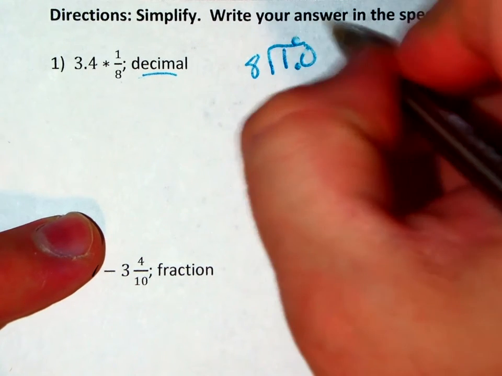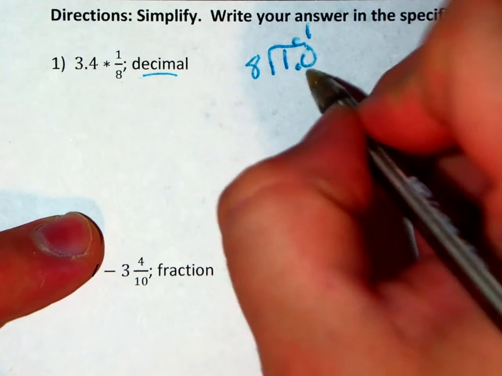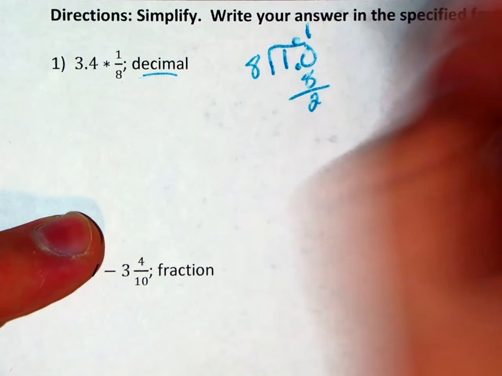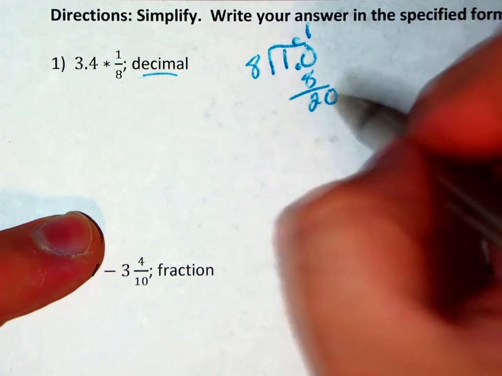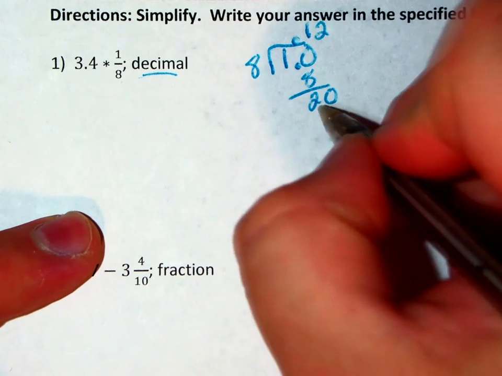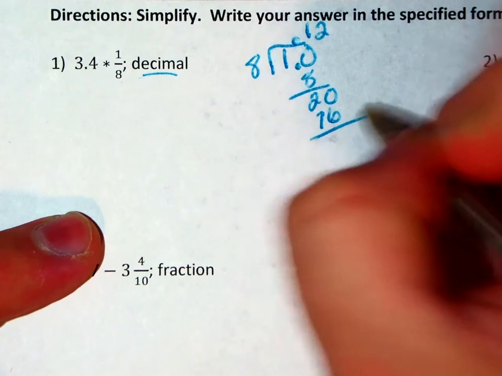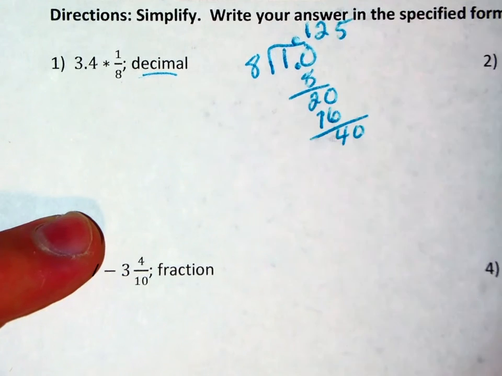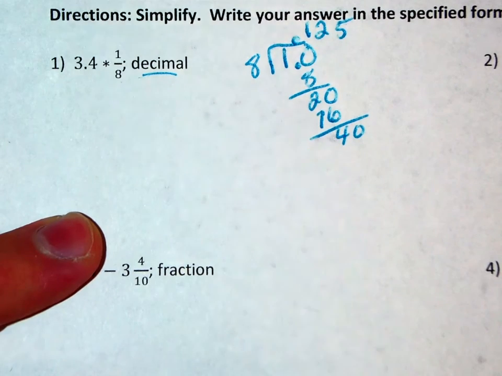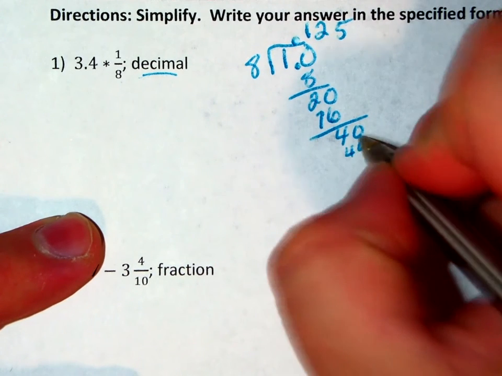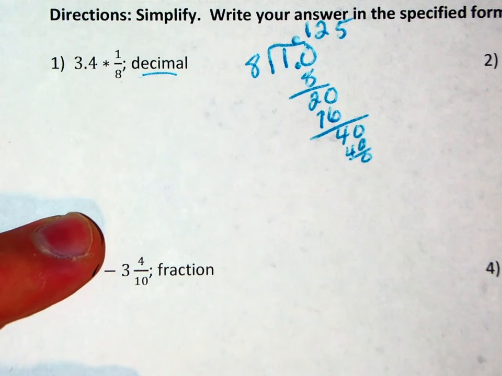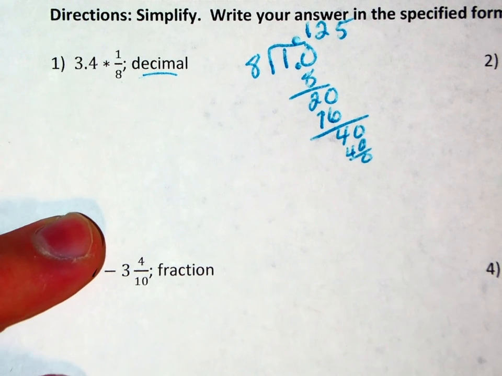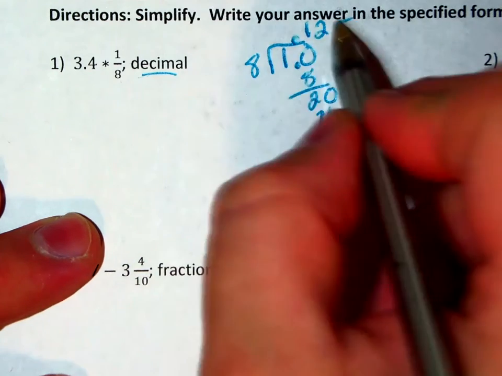8 will go into 10 one time, with a remainder of 2. Bring down another 0. 8 will go into 20 two times. That's 16. Remainder of 4, bring down another 0. And 8 will go into 40 5 times. 8 times 5 is 40, bring down a 0. Once I've gotten to a 0, I know that I've completed a terminating decimal. So, I now have two decimals.